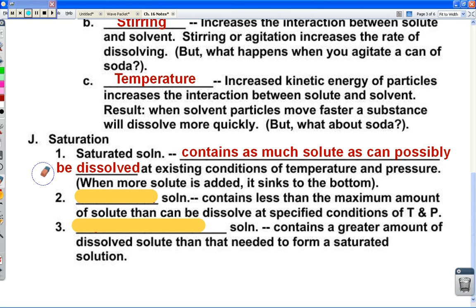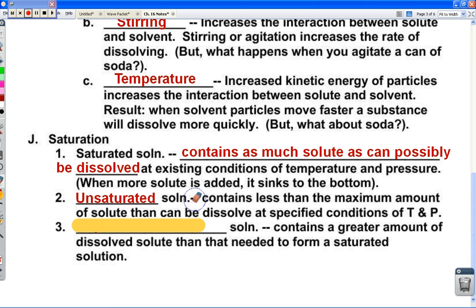Now, an unsaturated solution is when we have less than that amount. There can still be some dissolved, but it's not as much as that maximum amount. That is the unsaturated solution. It contains less than the maximum amount of solute that can be dissolved at specified conditions of temperature and pressure.